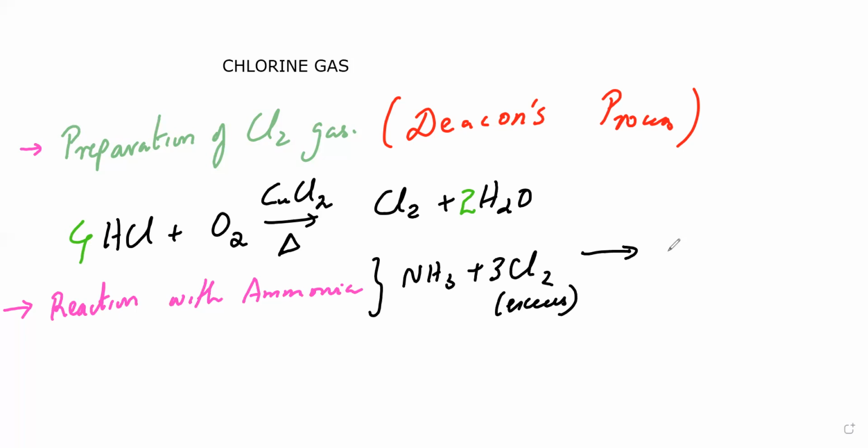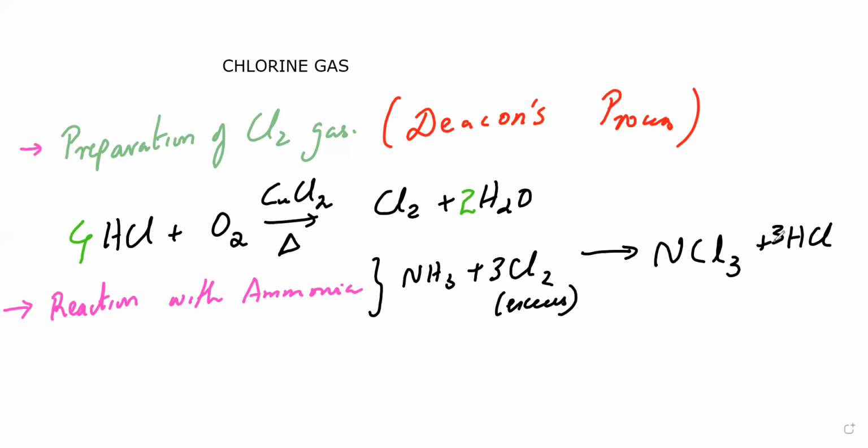It will give me NCl3, nitrogen trichloride, and HCl. If I want to balance it, I'll put here 3. That's it. This is in case of excess of chlorine.